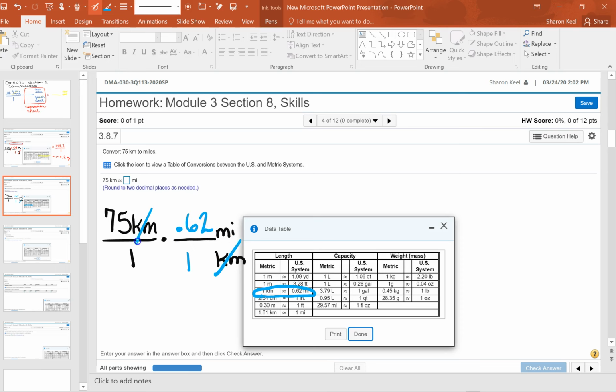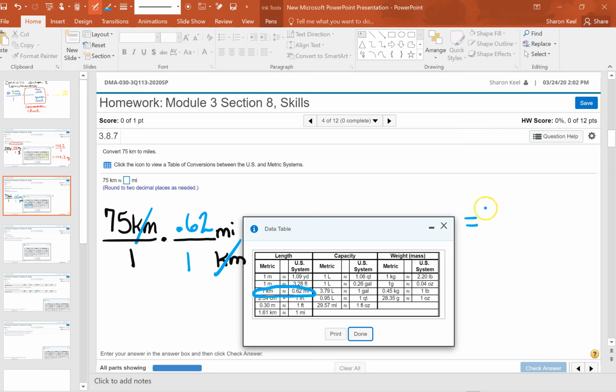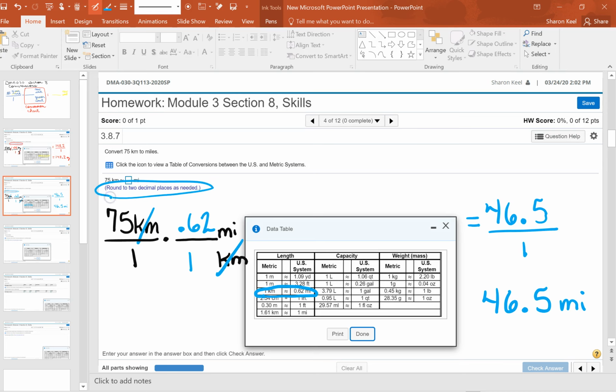So kilometer and kilometer are going to cancel. I'm going to multiply 75 times 0.62, and that gives me 46.5. 1 times 1 is 1. When we do our final answer, it's going to be 46.5. Our final answer is in miles. And we don't need to have the 1 on the bottom. It says round to 2 decimal places, and that's as far as our number went.